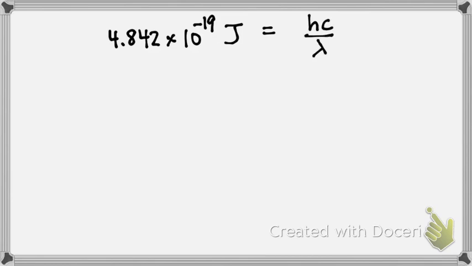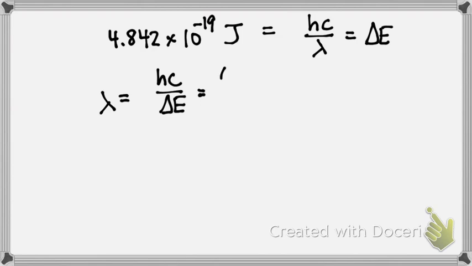So we know that 4.842 times 10 to the minus 19 joules is equal to hc over lambda, which of course is equal to delta E. I can rearrange these variables and get an expression for lambda, which will be hc over delta E. I do this by multiplying both sides of the equation by lambda and dividing both sides of the equation by delta E. At this point, I can plug in values, and I would not plug in values until you're at this point in the problem.